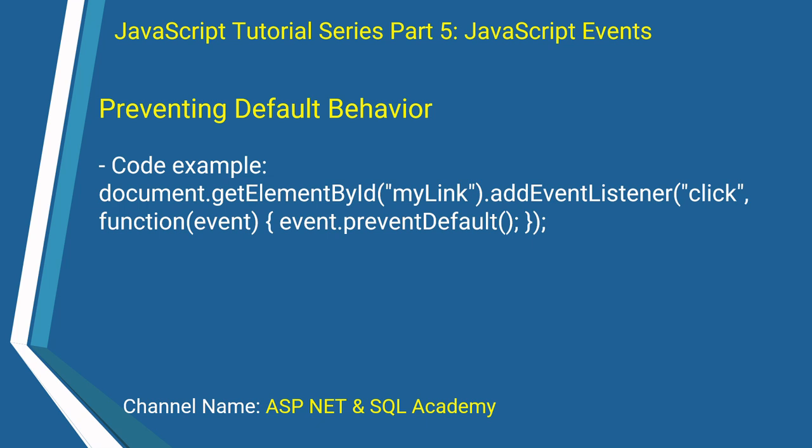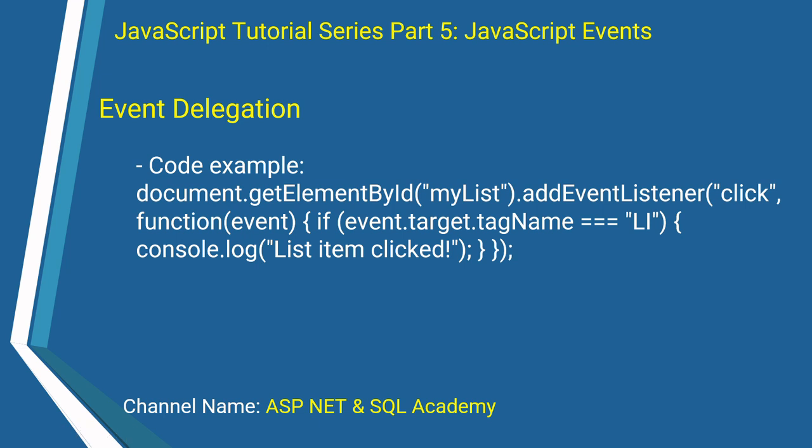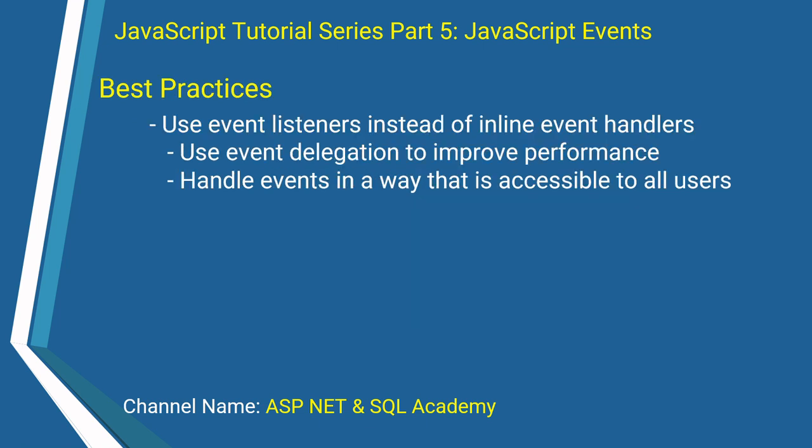We can prevent the default behavior of an event by calling the preventDefault method. Event delegation allows us to handle events on multiple elements using a single event listener. Following best practices for event handling can help improve the performance and accessibility of our code.